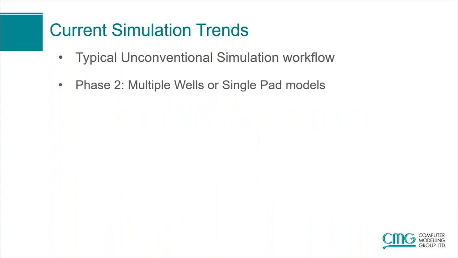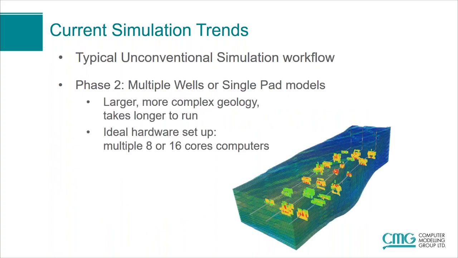Okay, on to phase 2. Once you've done the single well models, you start looking at multiple wells or single pad models. Now, this part of the project allows you to study the interaction between the wells. Right? How does one well interact with the other? Where do I put my wells to get the most recovery? Are the fractures overlapping? Does my injected fluid go from one fracture right into the next? These are typically larger, more complex, and of course they take longer to run. So for this case, you need a bit faster computer. So the ideal hardware setup for this would be the 8 or 16 core computer.